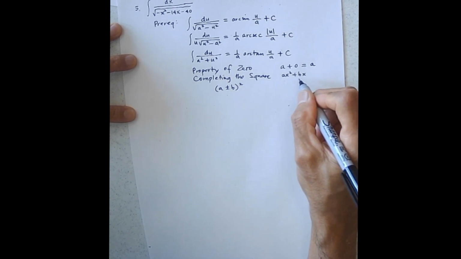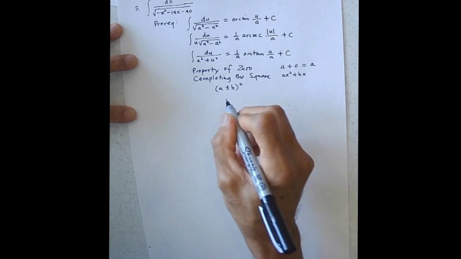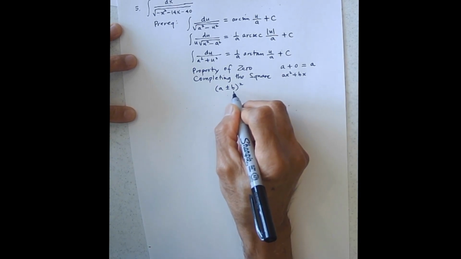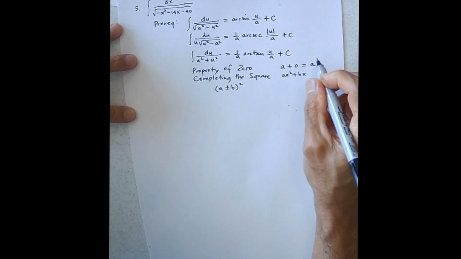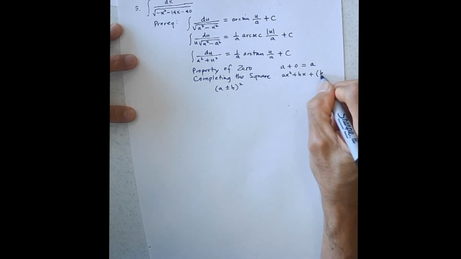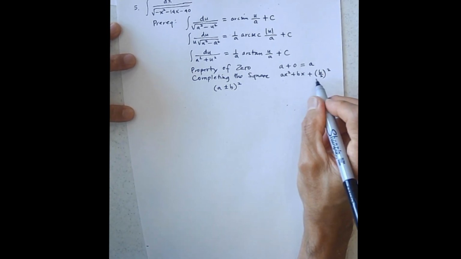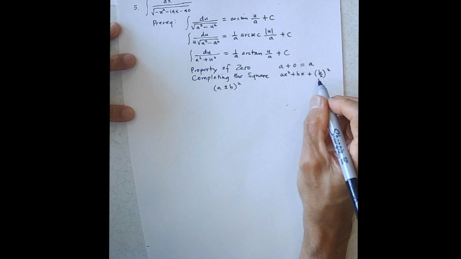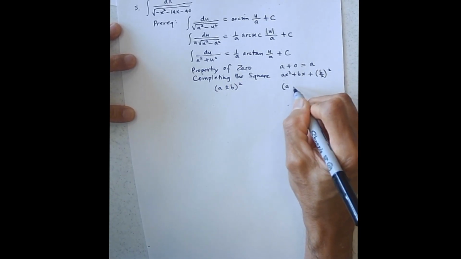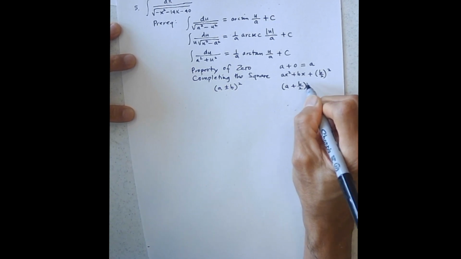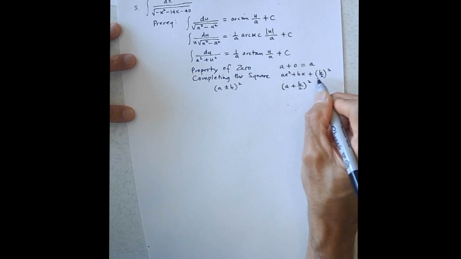To create the term at the end, we're going to divide b by 2 and square it. So that's how we will complete the square. Factoring, this would be something like a plus b over 2 squared. And when you expand this, that should equal this trinomial.